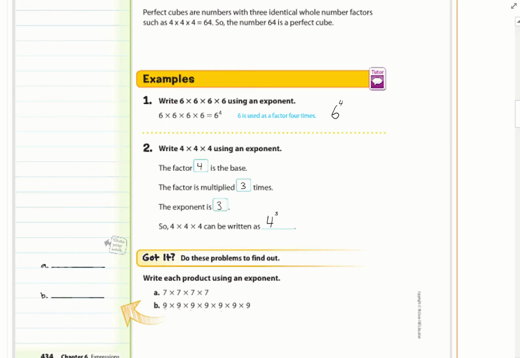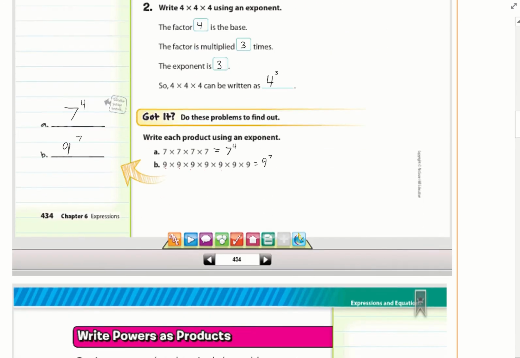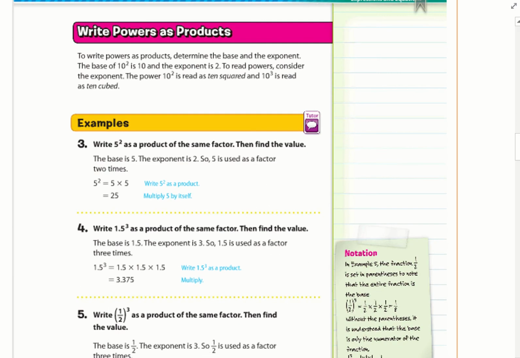So I have to write each product using an exponent. So I have 7 and then to the 4th power. And then this is 9 to the 7th power because there's 4 7s and there's 7 9s. So 9 to the 7th power.